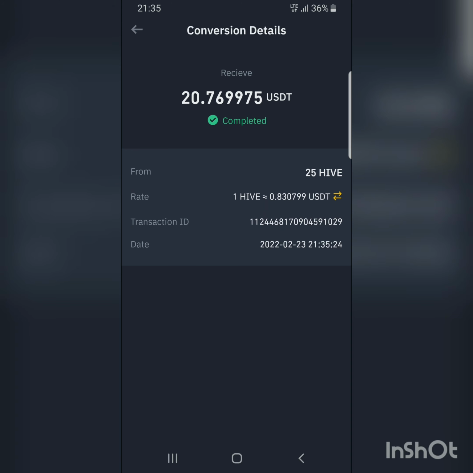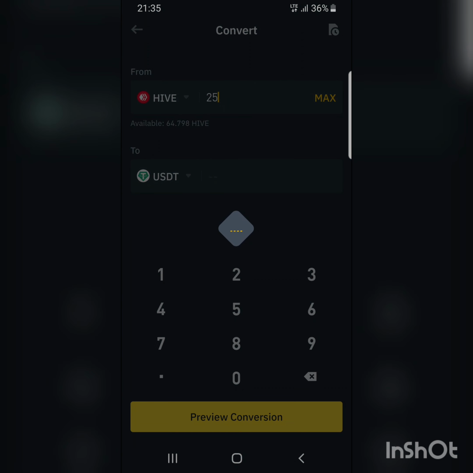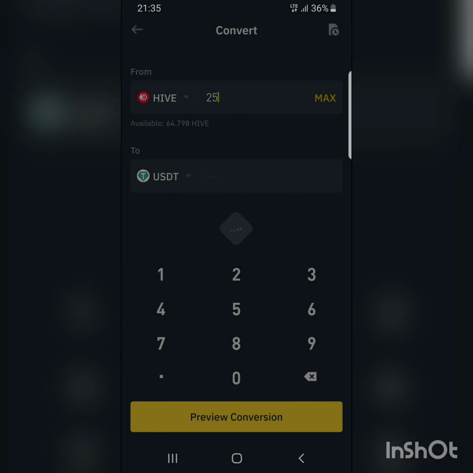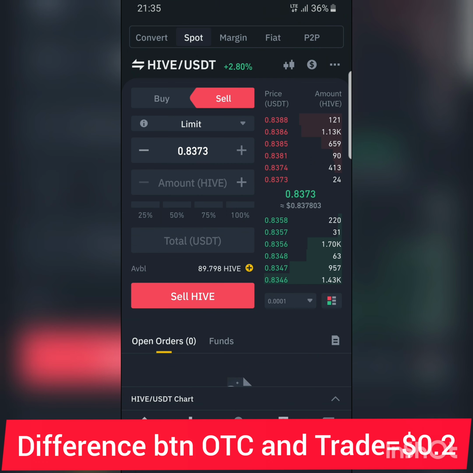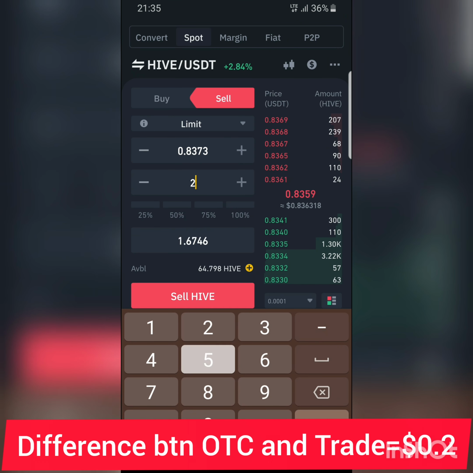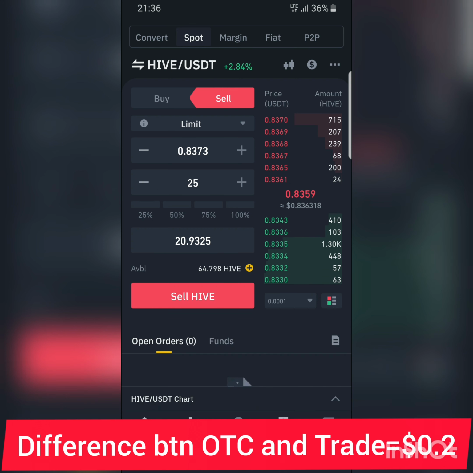Let us check the price if we had used the live trading, like for real trades on the other side. Let's go back to the other side. If we had used 25, it would have given us 20.9. So the difference is $0.2. So it's okay. That's how you convert.